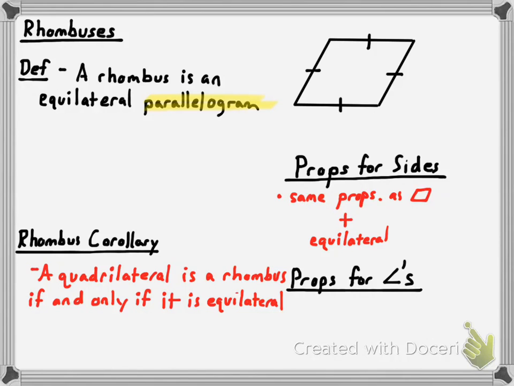Okay? And then when we're talking about the properties for the angles, well, again, since a rhombus is a parallelogram, it has the same properties for its angles as parallelograms do. By which you'll recall I mean that the opposite angles are congruent and all the consecutive angles are supplementary to one another. Now, there's no additional properties about the angles of a rhombus, just those two things that we already know about parallelograms. All right, so that's rhombuses.